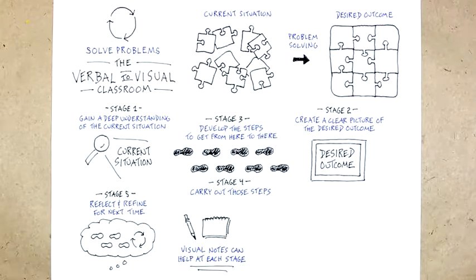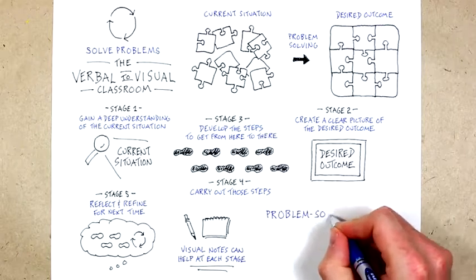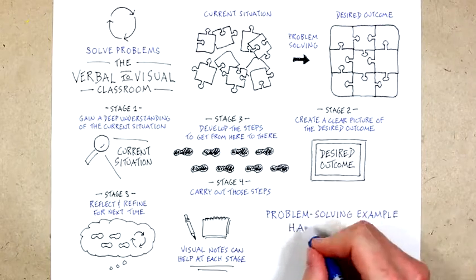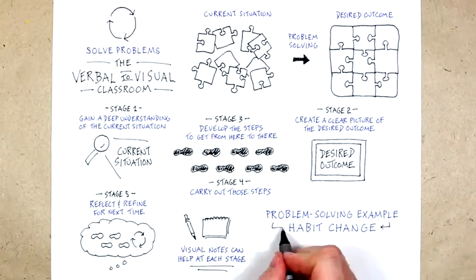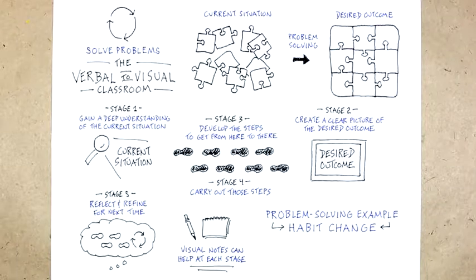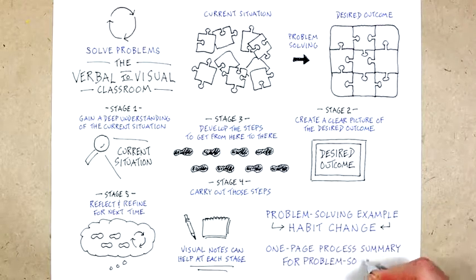To see these stages in action in a less abstract way, what we'll be doing in the next lesson is looking at the example of habit change so that we can see how visual notes might be applied in a specific situation. We'll follow that up with a one-page process summary for problem solving that will provide you with all of the prompts you'll need to weave in your own visual note-taking tools to whatever problems you find yourself working on.